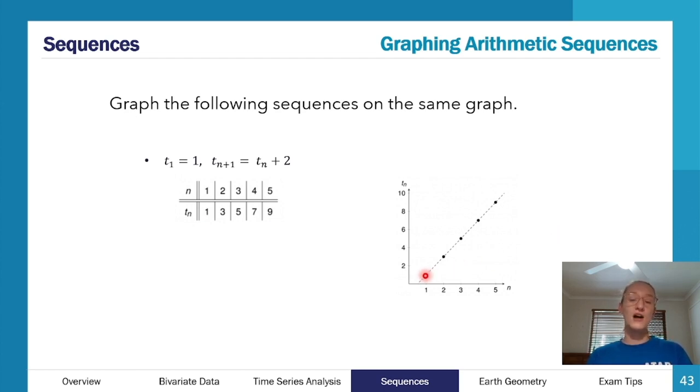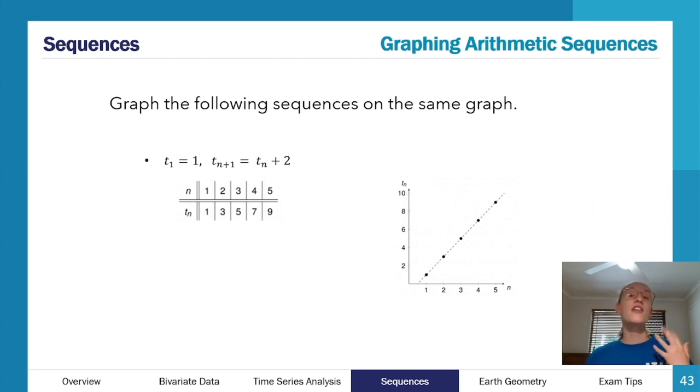And it's also been graphed. This is how we actually graph sequences. n is normally put along the x-axis and tn is normally put along the y-axis, because tn depends on n. That's why we graph it this way. So when n is equal to 1, our term is 1. When n is equal to 2, our term is 3. When n is equal to 3, our term is 5. When n is equal to 4, our term is 7. When n is equal to 5, our term is 9.